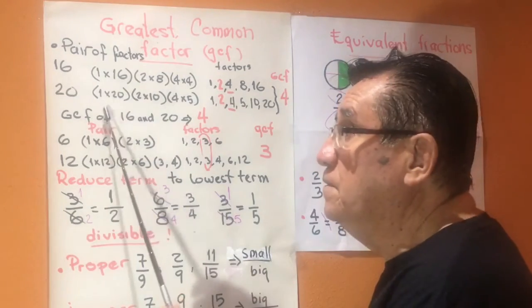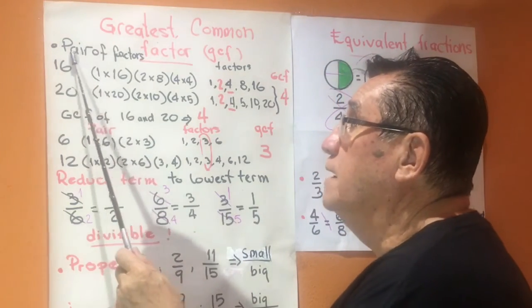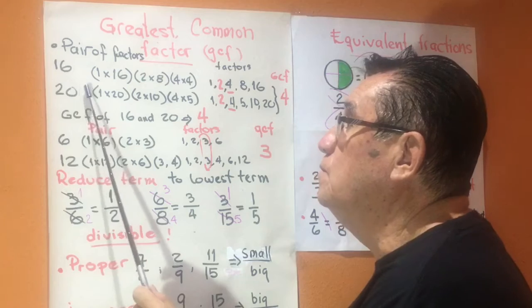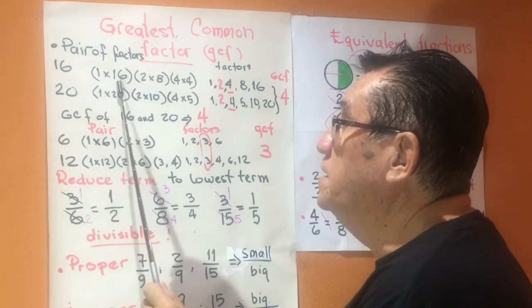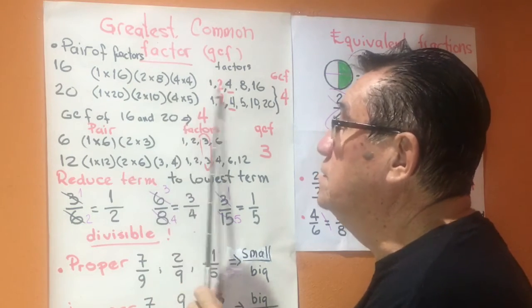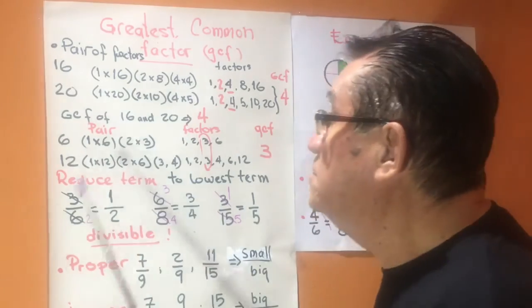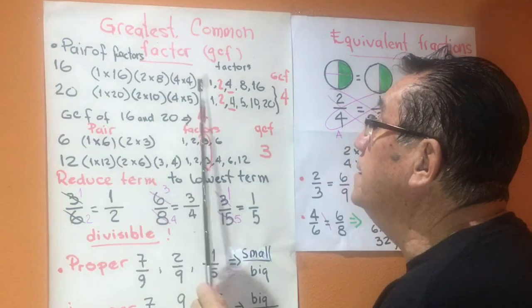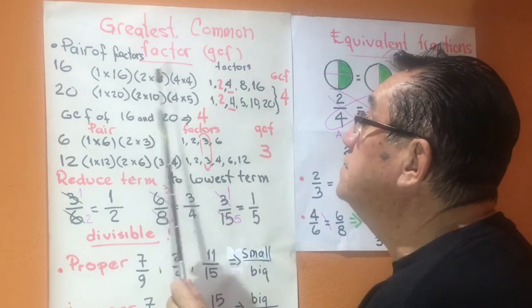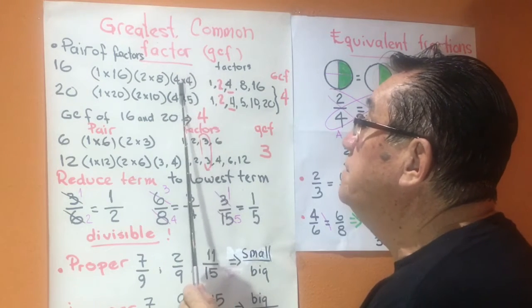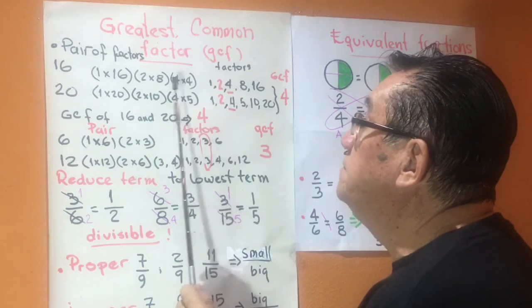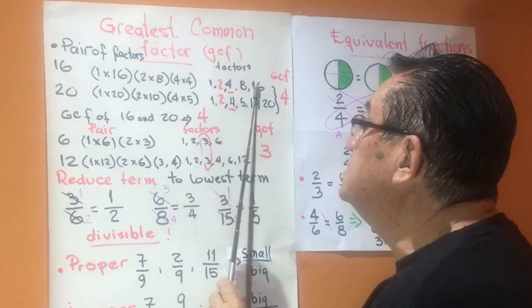No hay otra forma de encontrar los factores que me den este número multiplicado. 1 por 16, 2 por 8, 4 por 4. No hay más. So, I have to see which are these factors. The first factor is 1. The second factor is 2. The other factor is 4. The other factor is 8. And the other factor is 16.